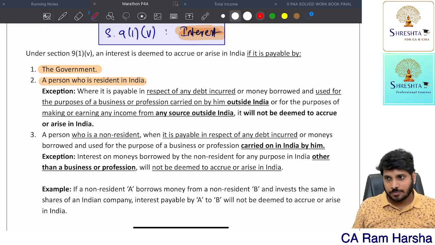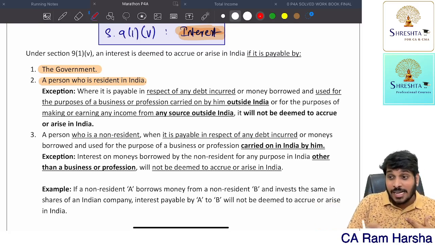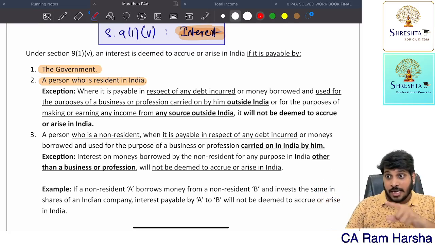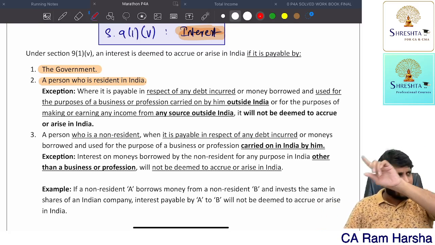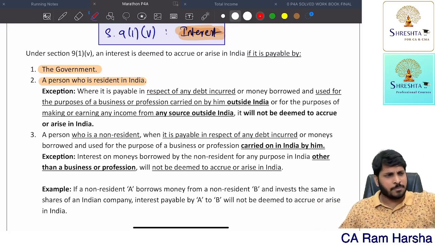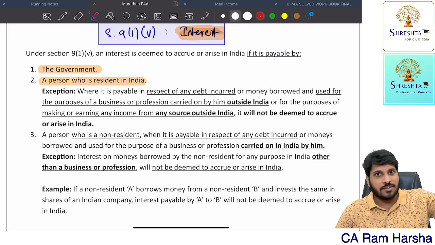Suppose I am a non-resident. I'm not staying in India, but I gave a loan to my friend who is in India. He is paying me interest. Whatever loan I gave to him, he is investing outside India completely. He did not even bring it into India. He completely invested that outside India for business, profession, whatever. He is not using it in India. He is using it everywhere outside India.